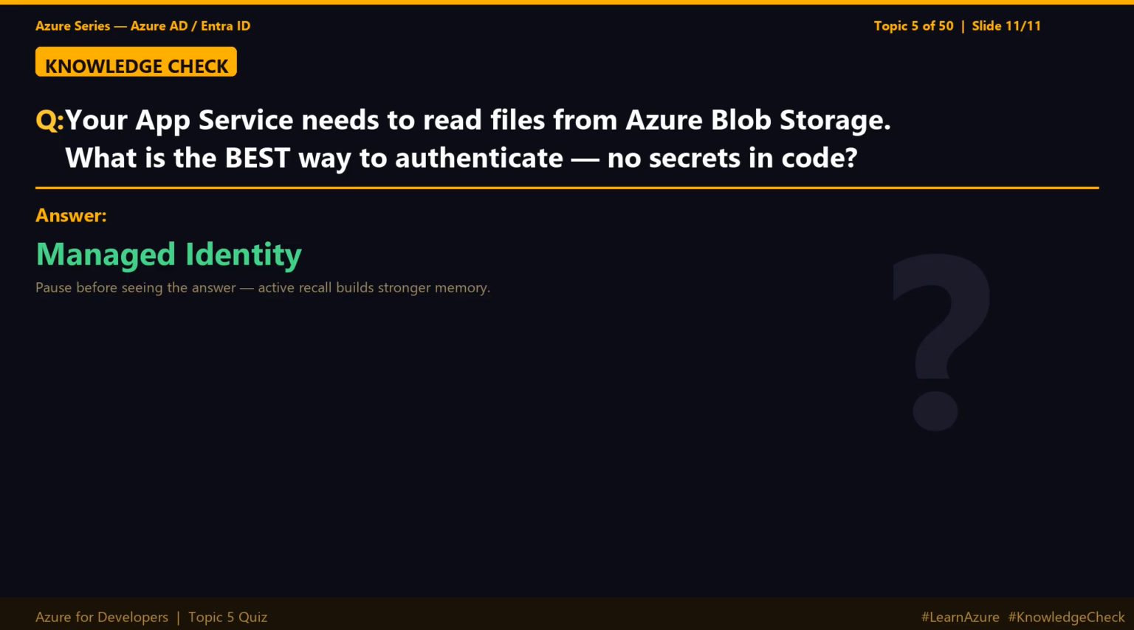The answer is Managed Identity. You enable a system-assigned managed identity on the app service. Azure creates and manages a service principal for it automatically. Then you grant that managed identity the storage blob data reader role on the storage account. Your code requests a token using the Azure SDK with 0 credentials stored anywhere. This is always the right answer for Azure to Azure authentication. No secrets, no rotation, no risk of credentials leaking.